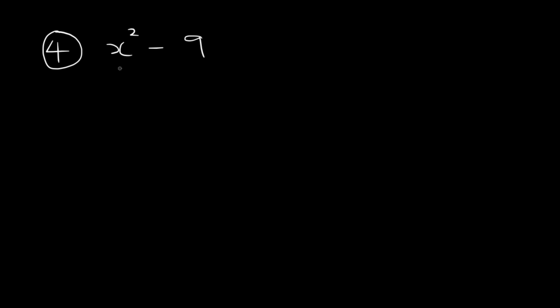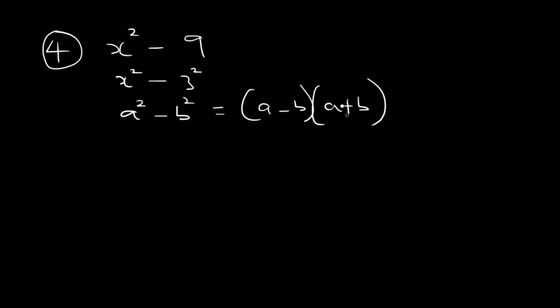Here, there is no common factor. So what we do now is, notice that 9 is a perfect square. So we'll write this as 3 squared. 9 is the same thing as 3 squared. Now take note or recall that a squared minus b squared is the same thing as a minus b multiplied by a plus b. This is what we call difference of two squares.